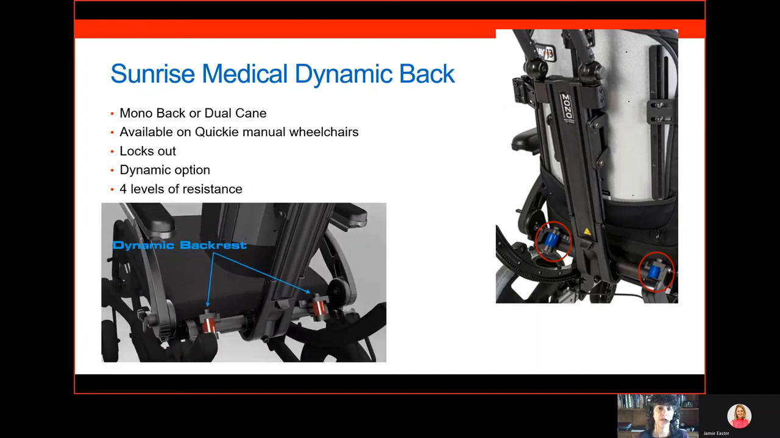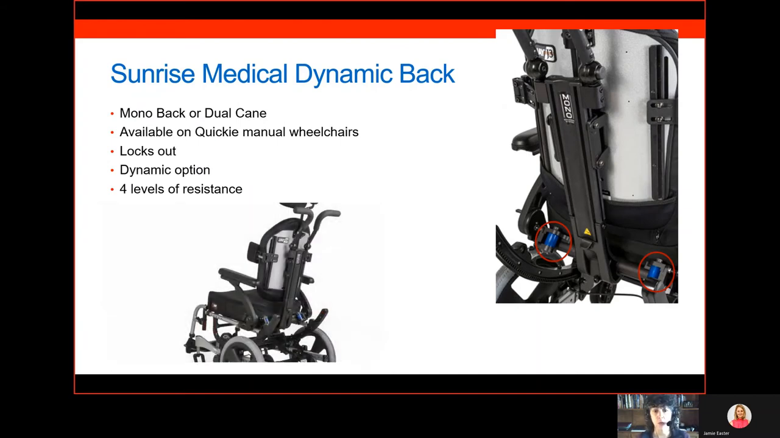Sunrise Medical has their dynamic back that is available on some of the Quickie power and manual wheelchairs. It's available on their mono back that you see here or the dual cane back. It does lock out. It is a dynamic option that needs to be requested, and there are four levels of resistance available on this. One thing to keep in mind with the Sunrise option is the pivot point is rather low, and so some clients may have a loss of position of the pelvis upon return to upright.